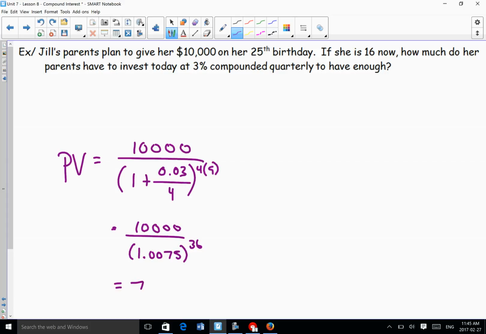Okay, into our calculator, and we should end up with $7,641.49. We like the idea of being on compound interest because they only need to put in basically 3/4 of what they need, and it's going to grow to the amount that she needs over that period of time.